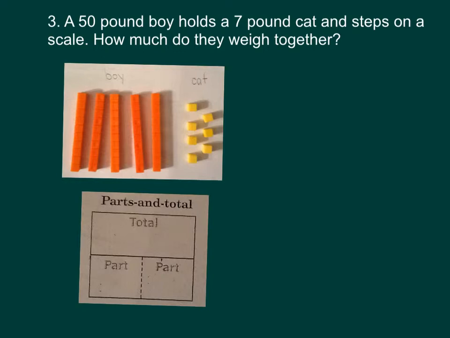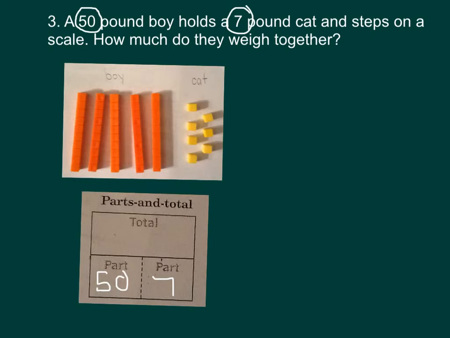So if we take a look, we have 2 parts. One part is our 50-pound boy, and the other part is our 7-pound cat. So I'm going to go ahead and write that down here. 50 is one part, and 7 is our other part. Boys and girls, I was thinking about the easiest way to solve this problem, and I thought, I could use my longs and my cubes.